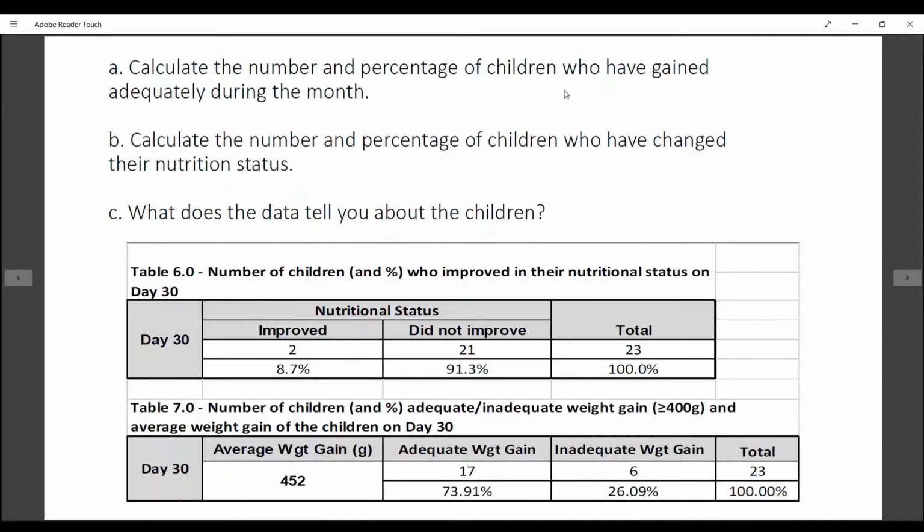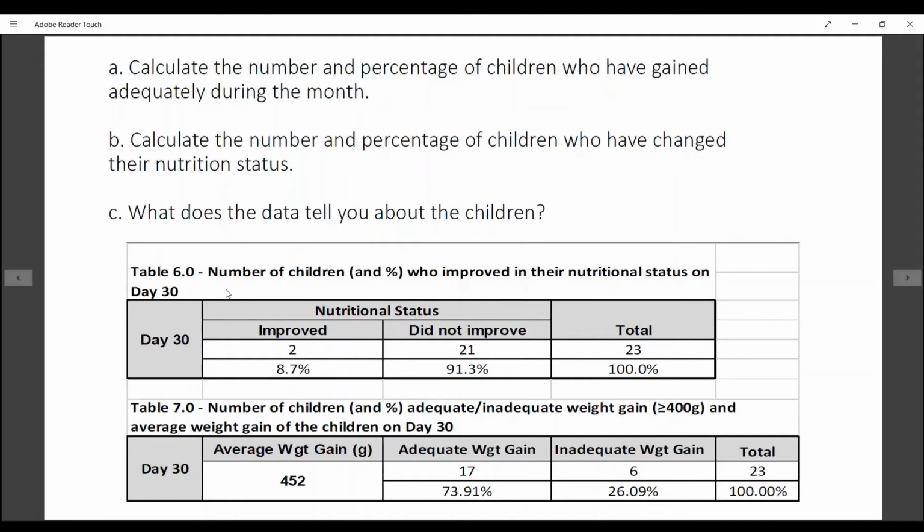The process to calculate the number and percentage is the same as explained for the day 12, and this should be the result tables from your group. Either you do this manually or use the Excel spreadsheet. So you can see after 1 month, only 2 children have improved their nutrition status and 21 did not improve. And when you look into adequate weight gain, you can see that 17, corresponding to 73.9%, have gained adequate weight gain and 6 did not.